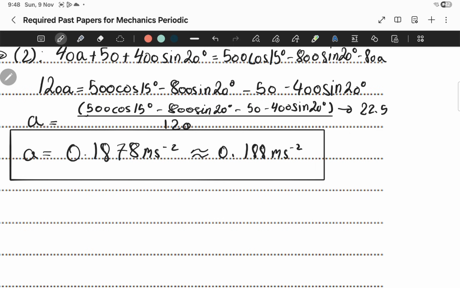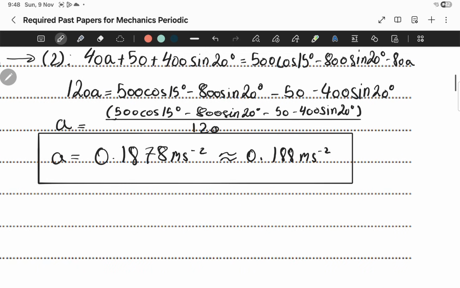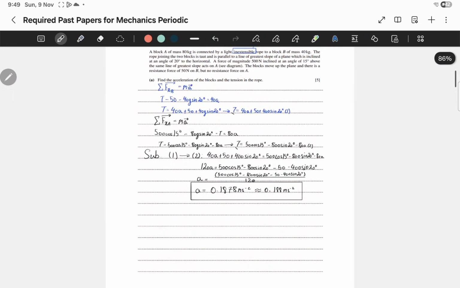My bad, the working was correct, I just don't know what I did wrong on the calculator. This is a correct equation, by the way. Let me do it on the calculator again. Because when you solve for the numerator alone and then divide, you get the right answer. So 500 cosine 15 minus 800 sine 20 minus 50 minus 400 sine 20 over 120. Yeah, you do get the right answer. I think I pressed something wrong the first time. This is the correct equation. So now let's check this with the marking scheme.